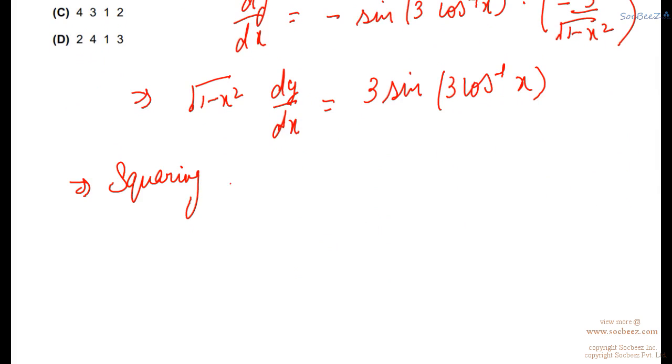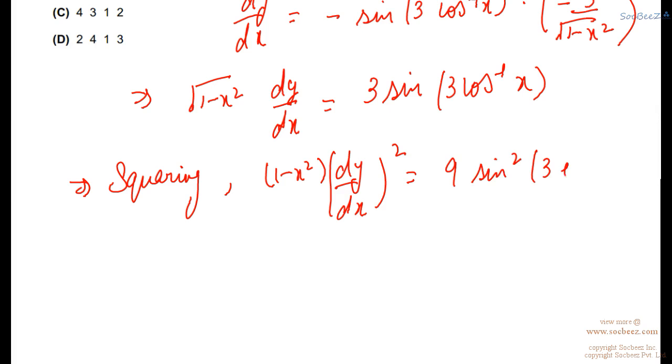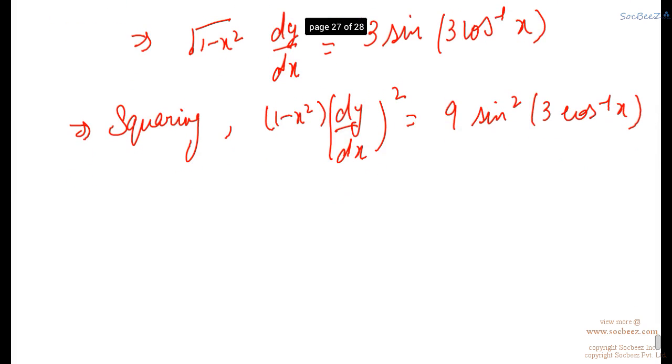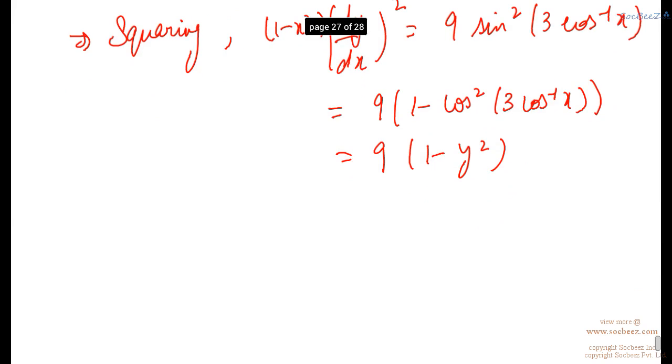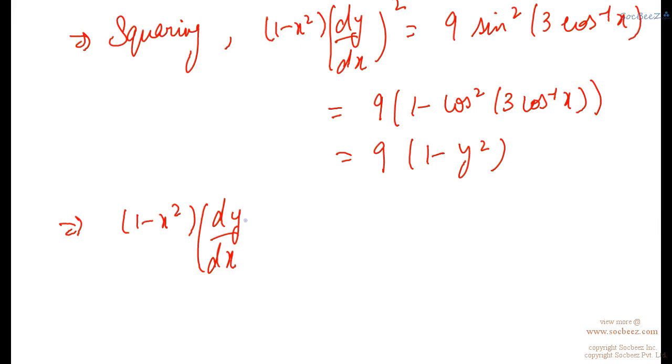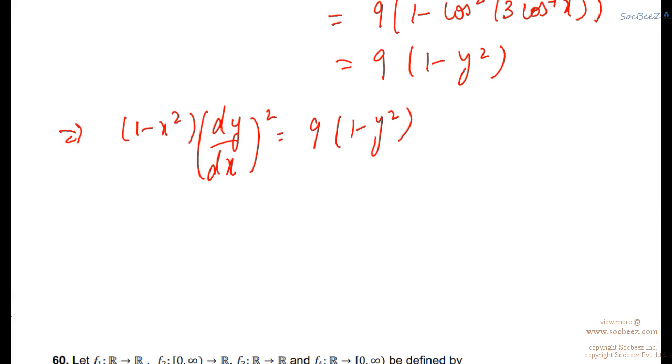Now if we square the above expression, we get (1 minus x square) (dy by dx) whole square equals 9 into sine square of this expression. We can simplify it as 9 into (1 minus cos square(3 cos inverse x)), which is nothing but 9 into (1 minus y square). So from here we can say that (1 minus x square) into (dy by dx) whole square equals 9 into (1 minus y square).